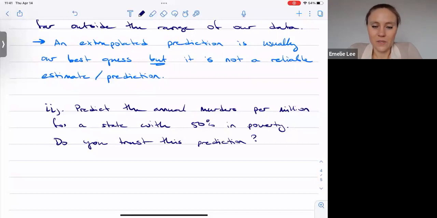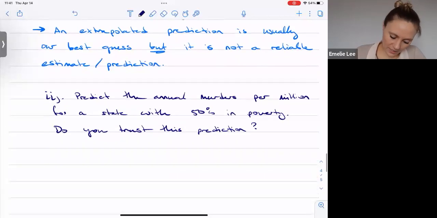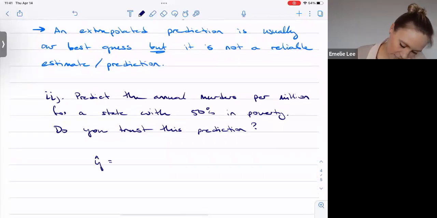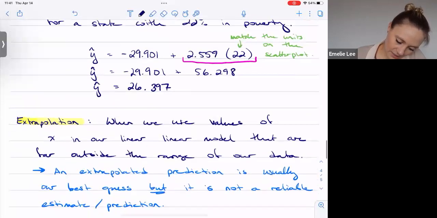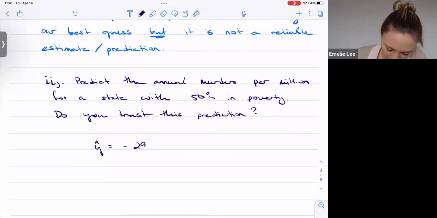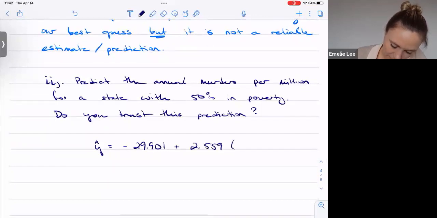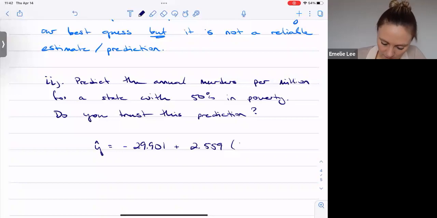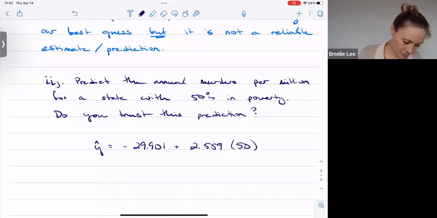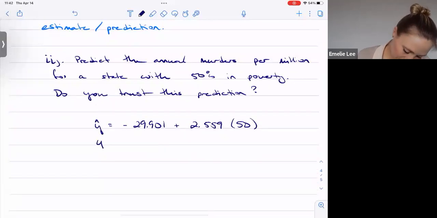So my X is going to be 50. And I can still use my line, of course. Y hat is negative 29.901 plus 2.559 times, and I'm just going to plug it in here, 50. I have to do 2.559 times 50 minus 29.901. Make sure you do proper order of operations here. I get 98.049.